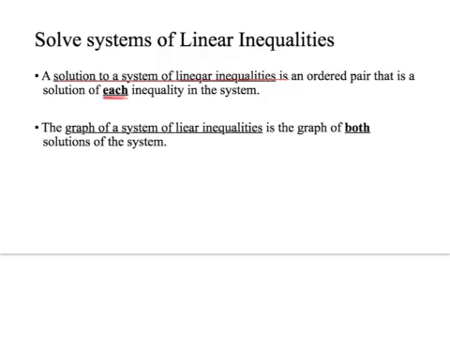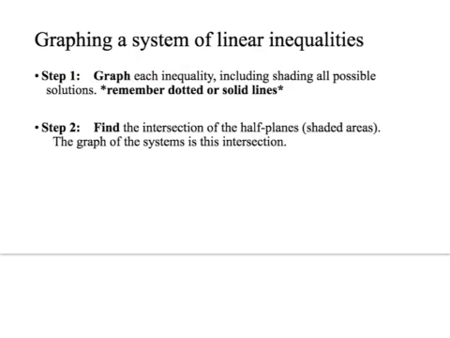The graph of the system of linear inequalities is the graph of both solutions of the system. When you're graphing a system of linear inequalities, step 1, you graph each inequality, including shading all possible solutions. Remember to do your dotted or your solid lines. Step 2, find the intersection of the half planes or the shaded area. The graph of the system is the intersection.